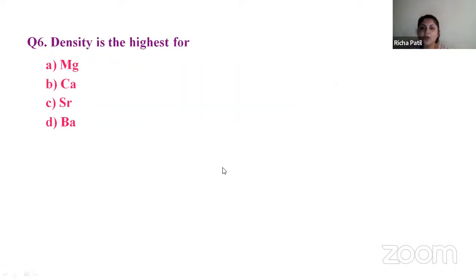Density is the highest for... How does density vary? As you go down the group, what will happen to the density? Density will increase because of the increase in atomic size. So barium. The correct answer is barium. D is the correct answer.